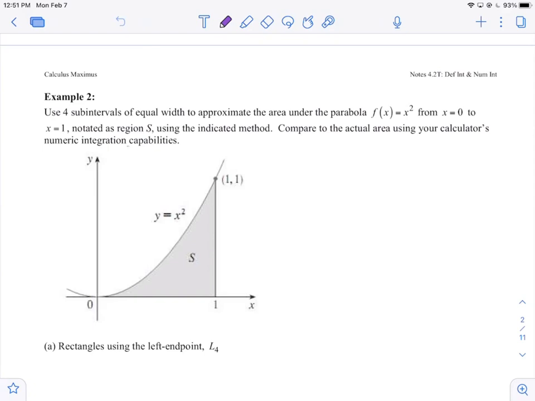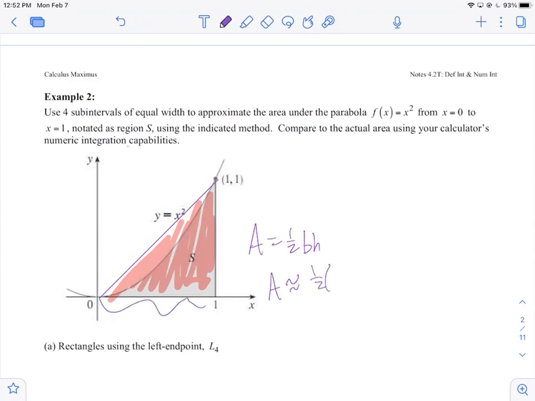Well, if you were left to your own devices, you might just say it looks a lot like a triangle, right? So if I just drew a secant line from here to here, I can find the area of this triangle using geometric formulas. Area is 1/2 base times height. So the area of this region is approximately 1/2 the base. The base is 1 times the height, f of 1, which they give to me as 1. So it's about 1/2, right? That would be a crude approximation.